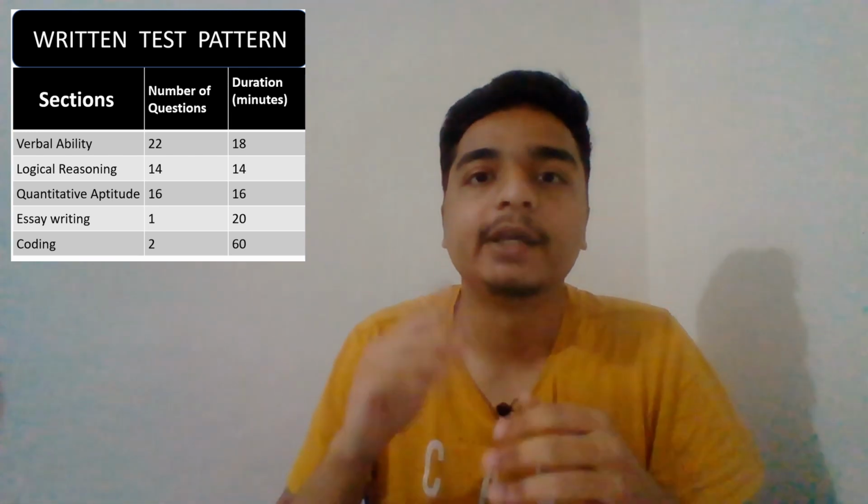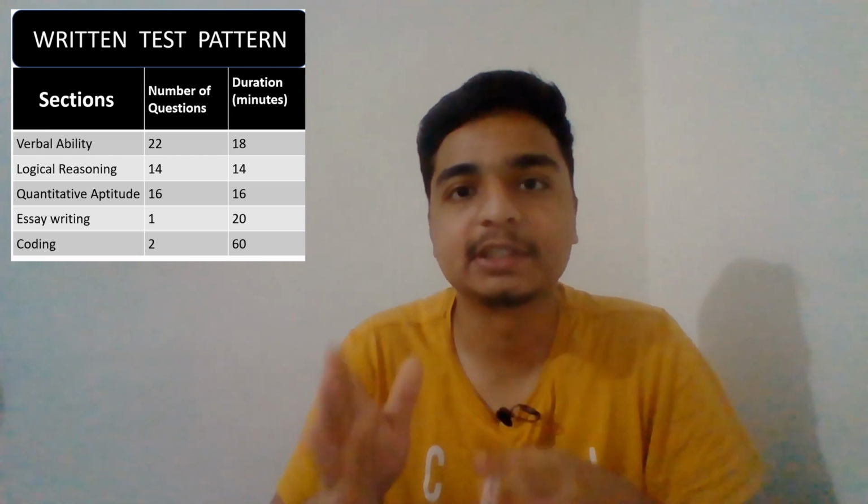The third section is the quantitative aptitude section. Here you will be given 16 questions that you have to solve in 16 minutes. Here also it is the same thing, the questions will be quite easy, but you have to solve them in limited time. You should revise important formulas of this aptitude section beforehand, and I would suggest that you leave the question that is consuming a lot of time.